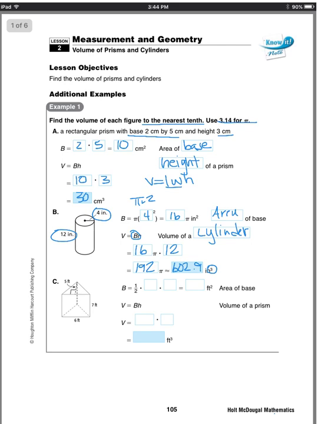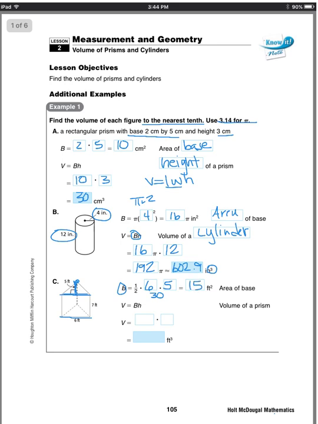Okay, now we have a triangular prism. A triangular prism has a base of a triangle because remember the base is in the name of the prism. So we have to find the area of the base first. Capital B means area of the base. So we take one half base times height of the triangle. If this base is 6 feet, this top base is going to be 6 feet. And the height is from the tip of the triangle down the middle. And it says it's 5 feet. So 6 times 5 is 30, and half of 30 is 15.